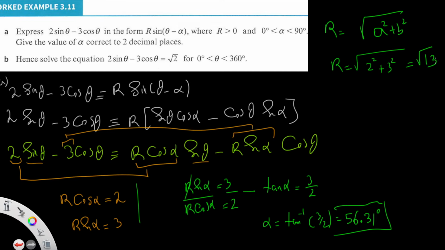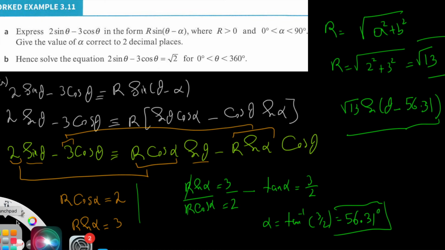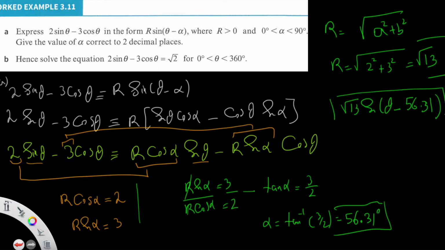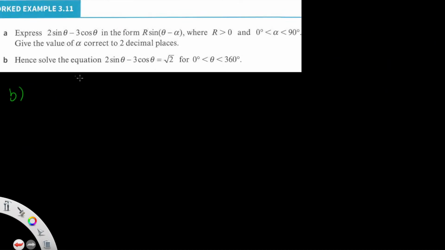So r is found as well as alpha. Now we can rewrite this expression. So r is root 13, then it will be sine of theta minus alpha, which is 56.31. As I do not have enough space, I cannot write the left hand side. So this is the expression that we are looking for. For the second part, hence solve the equation.